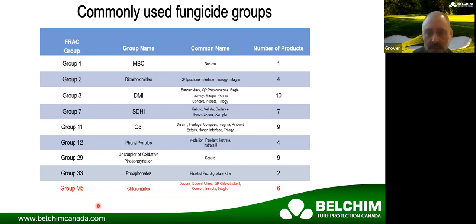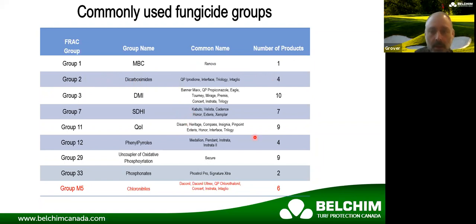However, just a couple things to take note of here. This group M5, the chloronitriles, your chlorothalonil group, I highlighted in red because unfortunately we do have restrictions on this now. It can only be used twice in season and once as a snow mold application. Look at this group here, your methylbenzimidazole carbamates. There's only one fungicide registered in that group. This is the group that we're going to lose. Group 2, your dicarboxamide group, is the group we're going to lose.